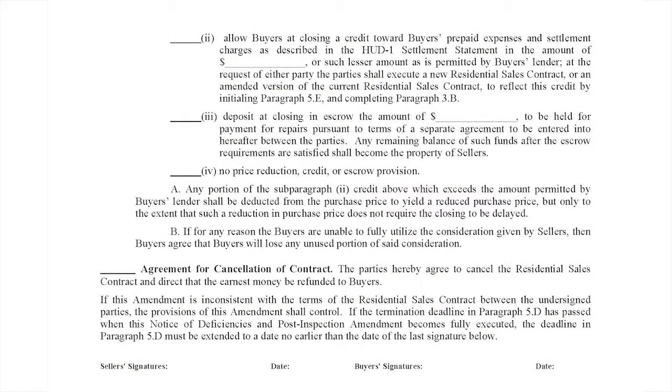Okay, so there's an escrow option. Not going to be used real often because it creates its own hassles in many cases, but with lenders. But deposit at closing in escrow the sum of X to be held for payment for repairs pursuant to the terms of a separate agreement to be entered into hereafter between the parties. Any remaining balance of such funds after the escrow requirements are satisfied shall become the property of the sellers.